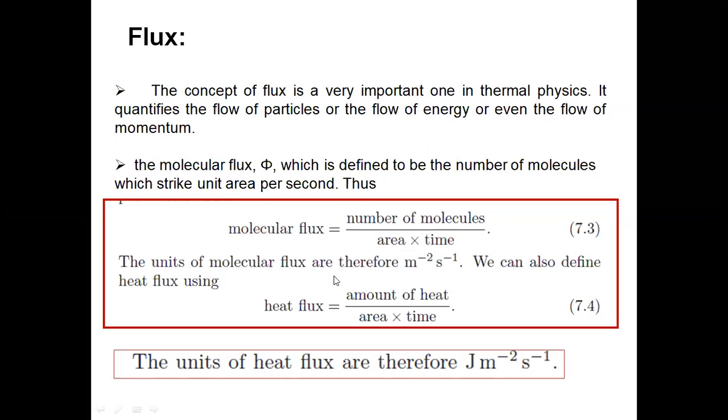We can also define heat flux. Heat flux is the amount of heat over the area times time. The units of heat flux are therefore joule meter to the power minus 2 second inverse.